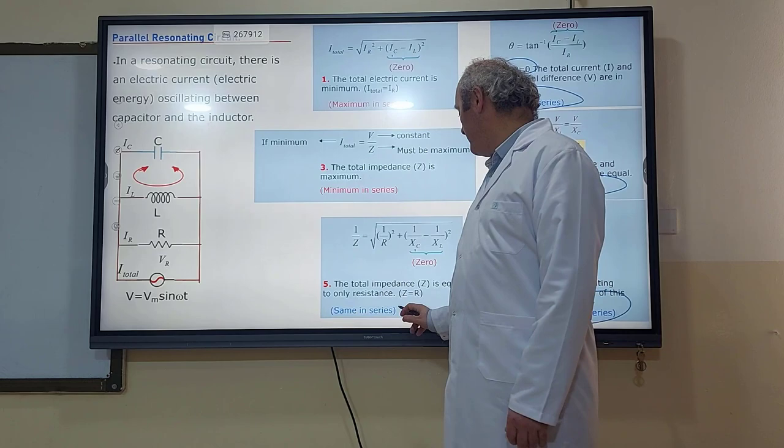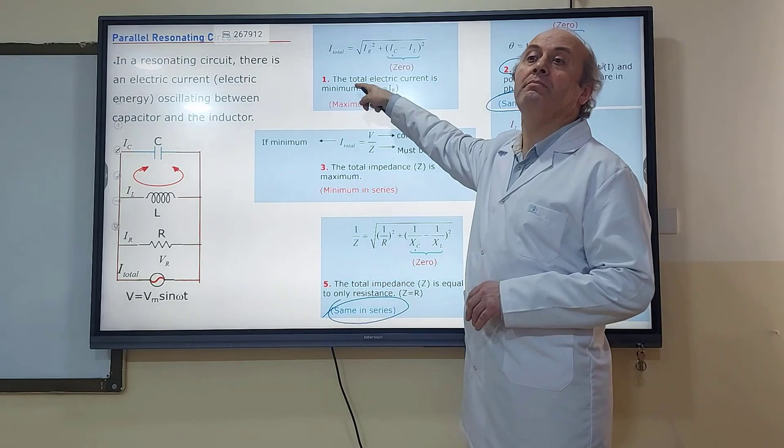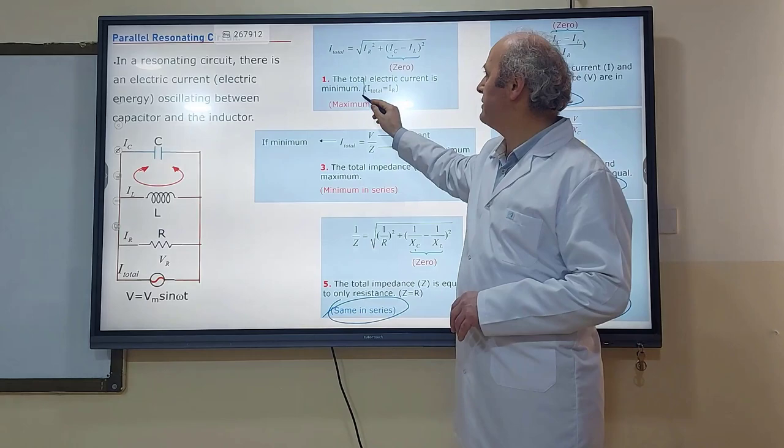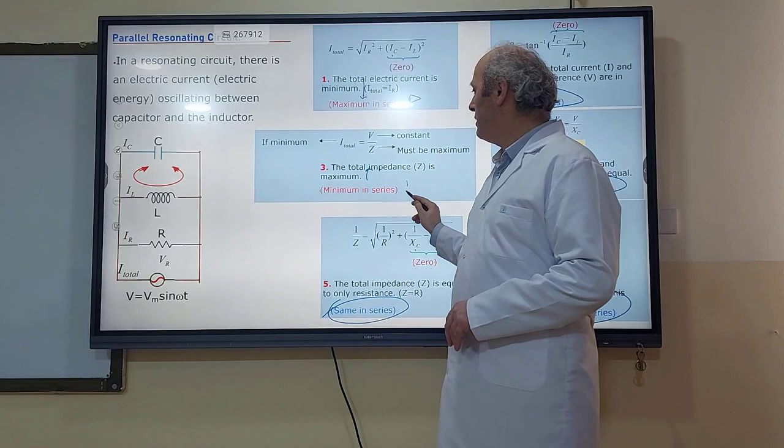Series and parallel differ in the first and third. In parallel, total electric current is minimum, but in series it is maximum. Yeah, opposite. This is minimum, that is maximum. If this is opposite, the third must be opposite too. So in parallel, total impedance is maximum, in series it must be minimum. But in series, what kind of things happen?